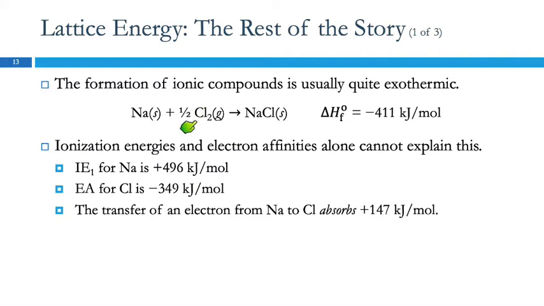And then half of these are going to get an electron. So that's the electron affinity. That is negative. But if we're just considering ionization energy and electron affinity, we add those up, and this predicts that making a mole of sodium chloride would absorb 147 kilojoules, not release 411 kilojoules. So there's something missing. And what's missing is the lattice energy.